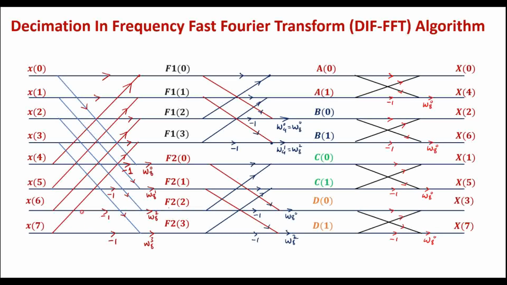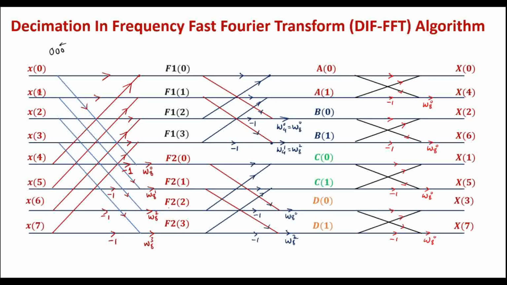Here we can observe that in DIF-FFT algorithm, the input sequence is in order, that is 0, 1, 2, 3, 4, 5, 6, 7 are in order, but the output sequence is not in order. When we compare with the input sequence, the output sequence is in bit reversal format. The bit reversal format means, here we can see that the 0 can be represented in 3 bits as 0, 0, 0. If we read this one from right to left in reverse way, it will be 0 only. So x of 0 can be represented as capital X of 0.